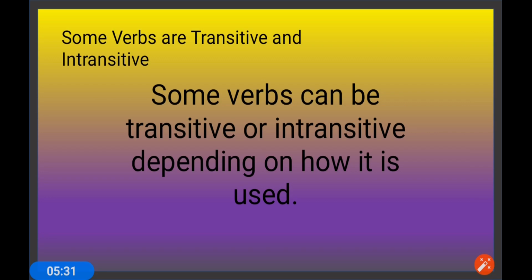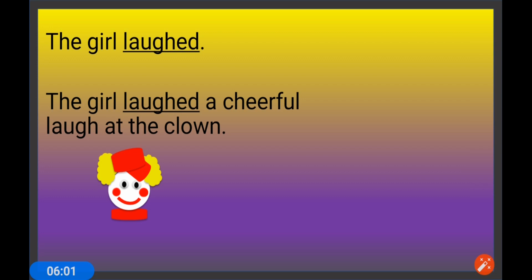Okay, some verbs are transitive and intransitive. So depending on the way it is used, some verbs can be transitive and intransitive. Now we're going to be looking at some examples, one or two examples, to see what we're talking about here, that verbs can be transitive and intransitive. Okay, let's go over to the next slide.